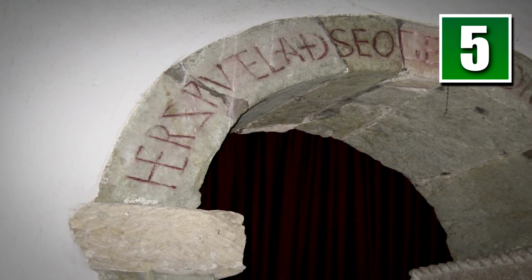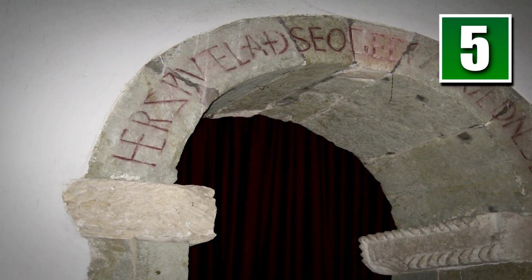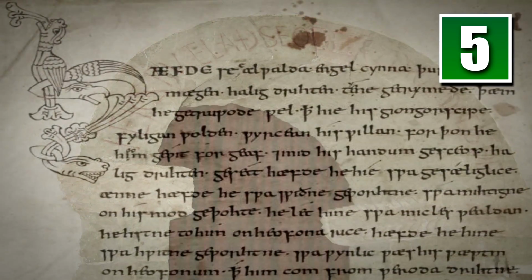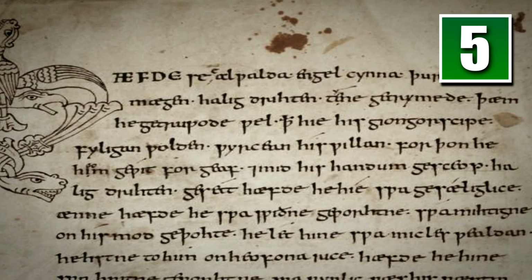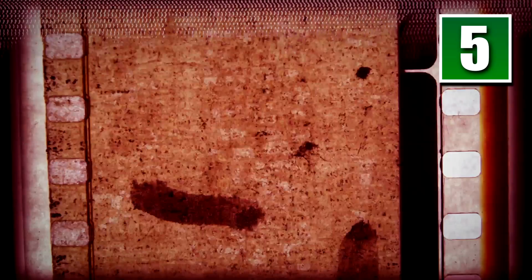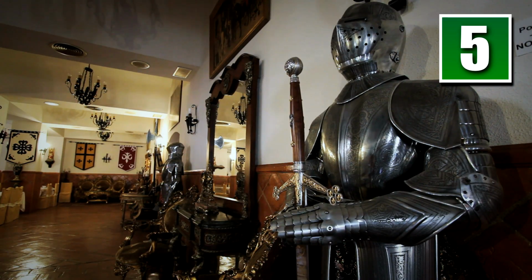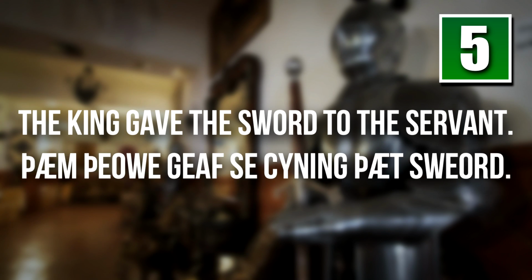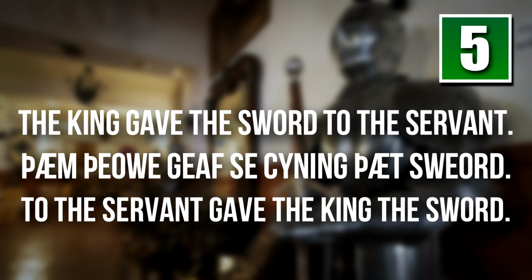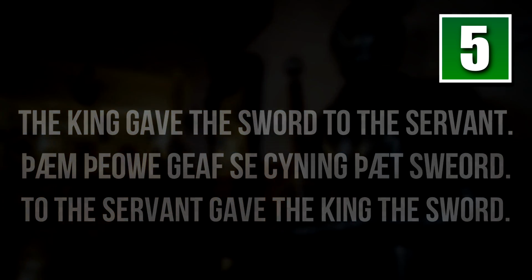Old English was almost entirely Germanic in its vocabulary, had 3 grammatical genders, an incredible array of so-called irregular verbs, and a significantly different word order from the conventional modern English one. Consider the following sentence in modern English. The king gave the sword to the servant. Well, in Old English, it could look and sound like this. Them Theo gave se kunig fat swerd, which literally means, to the servant gave the king the sword. This, of course, is very different from modern English, but it doesn't just stop there.